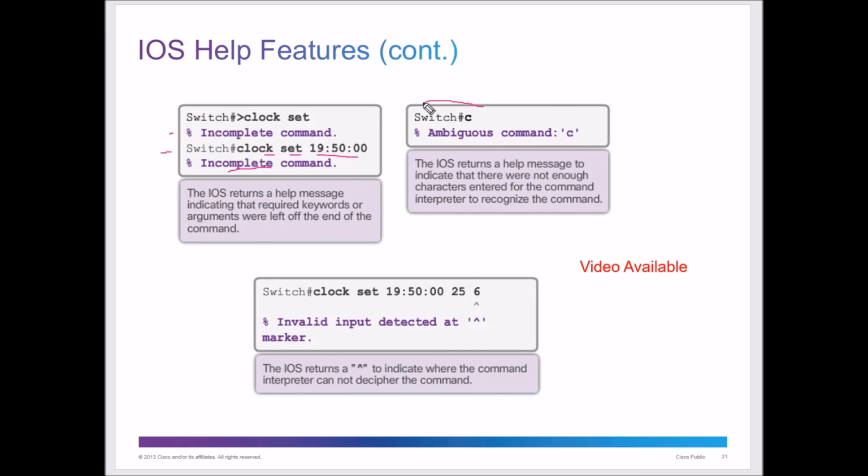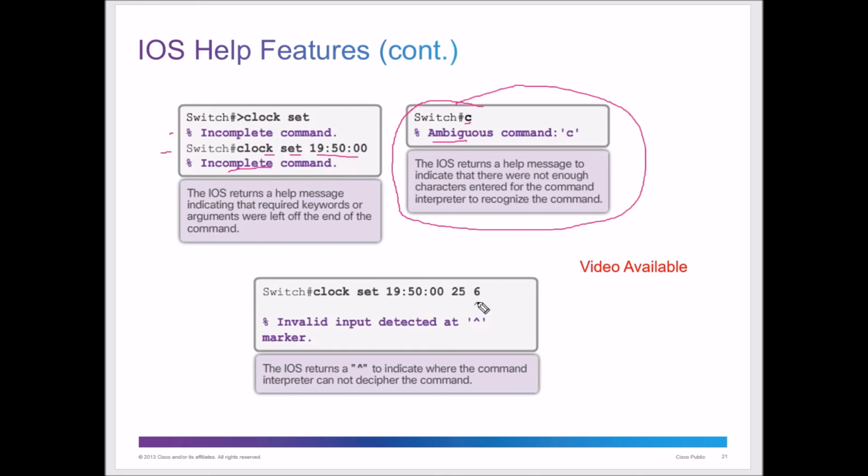If I type something in and there's more than one choice, it's going to say ambiguous command, and it's going to say we don't know what you want to do. You put C in there, but there's no single choice that we can put in there because there were two. There was a connect and a clock, if you remember that. So if we just typed in C, it's going to say it's ambiguous. We don't know what you want to do, so we're not going to do anything. We're just going to give you an error code.